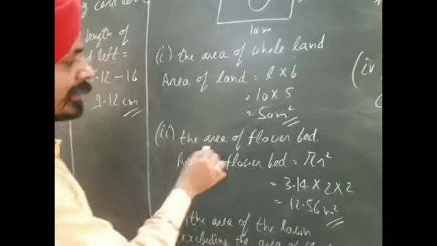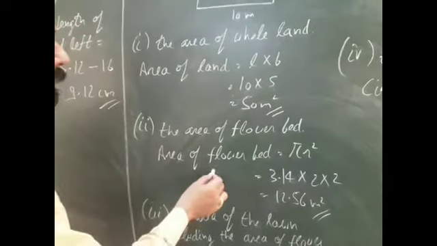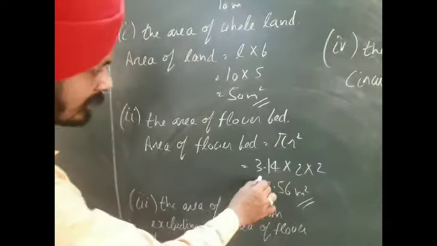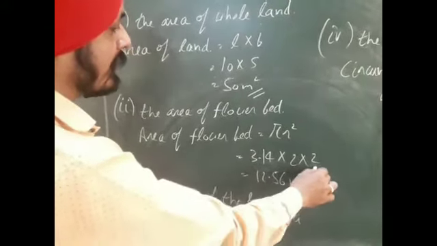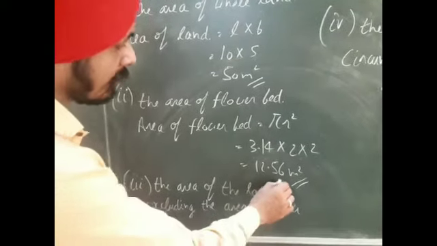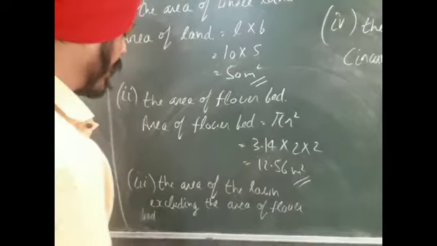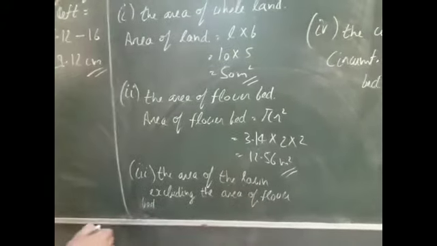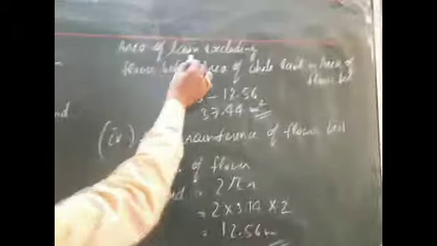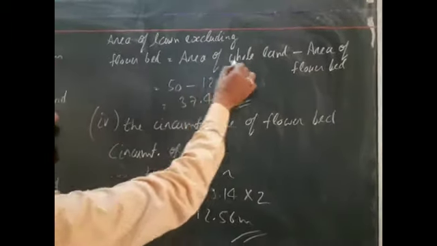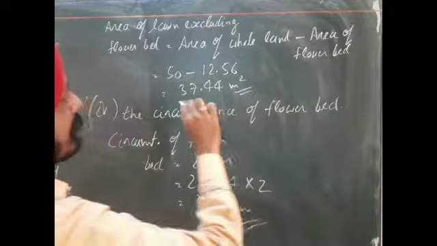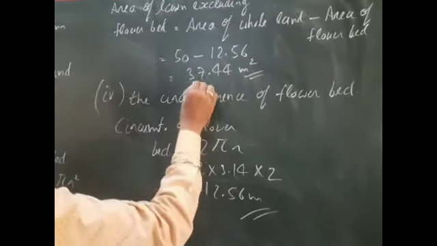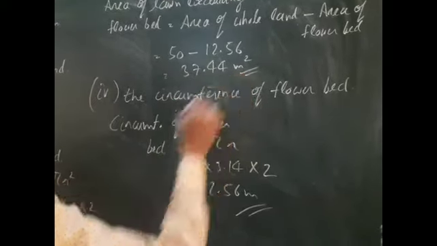Then the second part, the area of the flower bed. The flower bed is in circular shape, so for area of circle you will use pi r square. 3.14 multiplied by 2 multiplied by 2, the radius is 2 meter. You will get 12.56 meter square. Third part, the area of the lawn excluding the area of the flower bed. So that means area of whole land minus area of flower bed. Whole land area is 50 and flower bed area is 12.56. You will get 37.44 meter square.